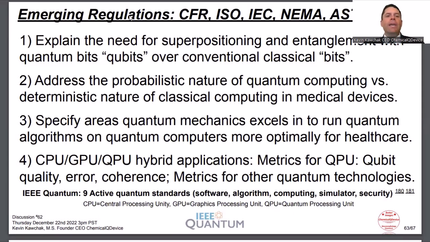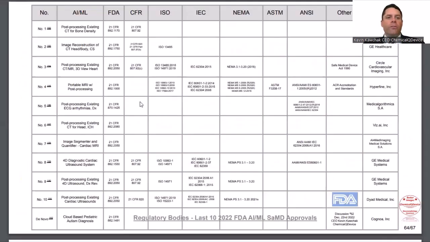And then especially keeping an eye on regulations, so CFR, ISO, IEC, NEMA, ASTM, and ANSI, these will likely be required. IEEE Quantum has 9 of them out. But say, for instance, for FDA submission on this top row here, they're likely going to say you need to meet this quantum algorithm requirement or quantum hardware development. And then here you go.